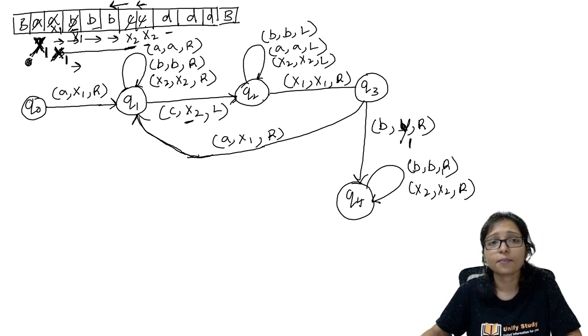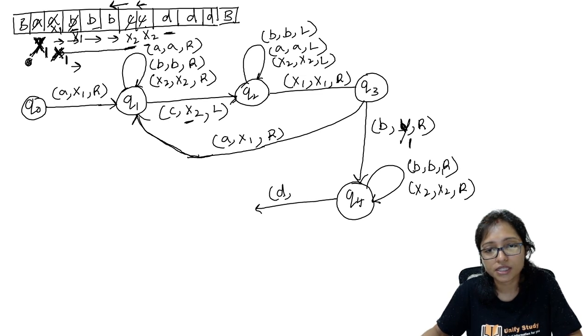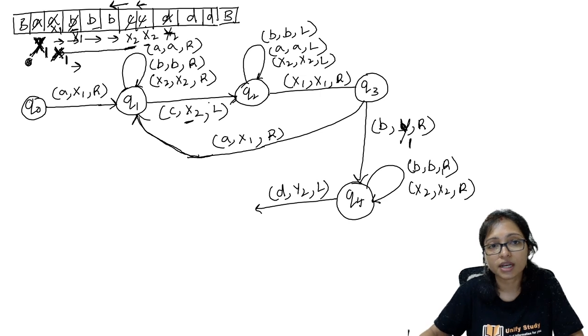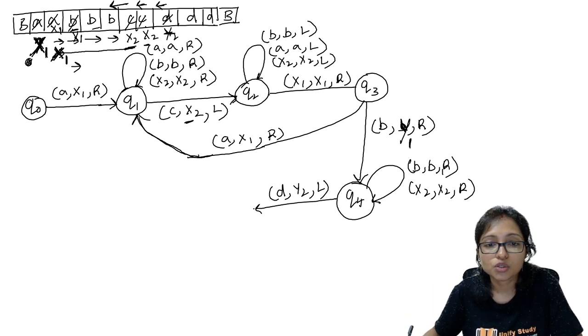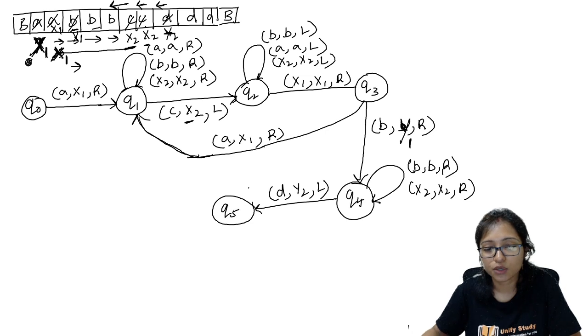Now what will happen after that? Finally you are getting this d. Whenever you are able to get this d, you are going to replace it with y2. So replace with y2 and start moving to the left direction. Now you will start moving to the left direction to get the last checkpoint. Same thing. So I am able to reach a new state, that is Q5.